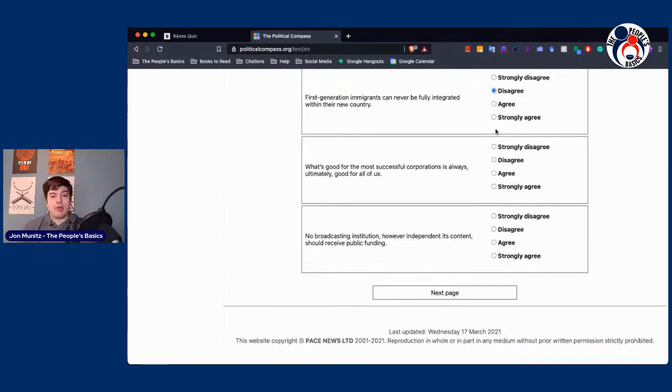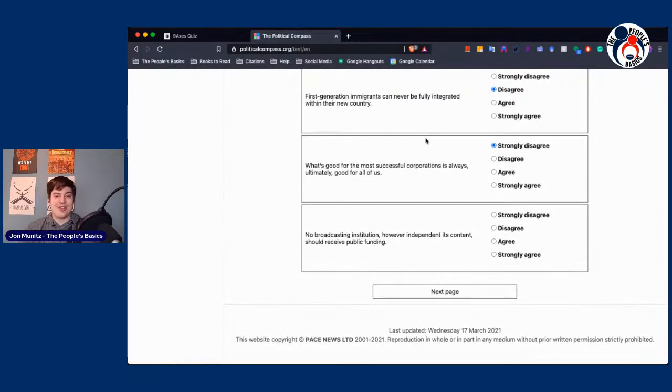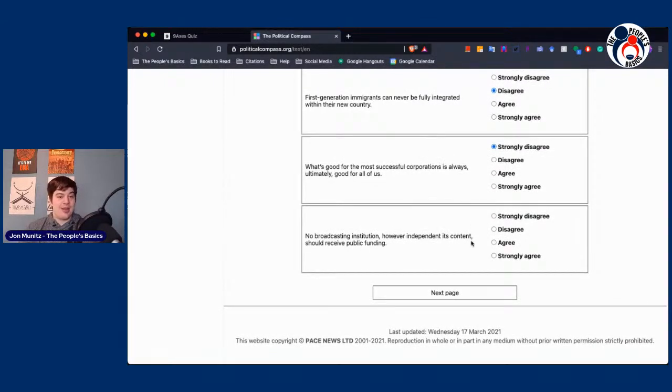Next, what's good for the most successful corporations is always ultimately good for us all. No. It can be maybe good for the CEOs and C-suite of that company, but it is not necessarily good for us all. They might be so successful because they are internalizing all that profit and externalizing all that cost. So yeah, strongly disagree.